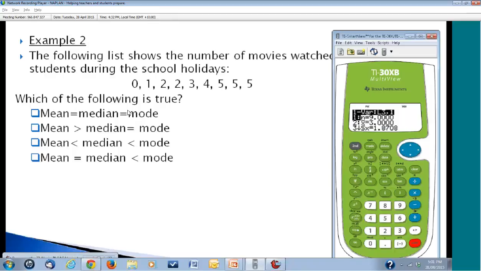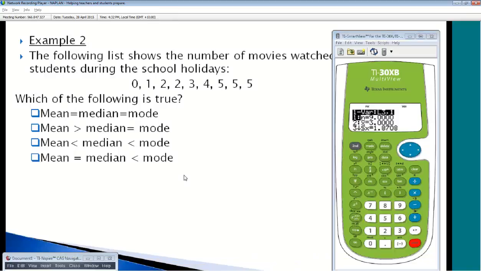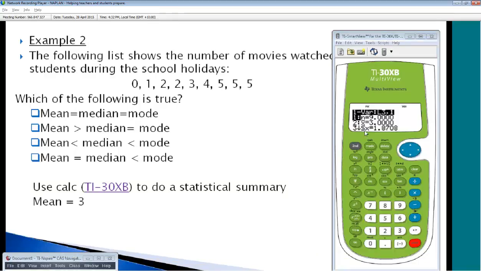And now, what I've got here again, there's 9 numbers, so I did enter 9 numbers in there. I've got a mean here of 3. So if we have a look, we need to know the mean, we need to know the median, and we need to know the mode. So I know from my calculator that the mean is 3.